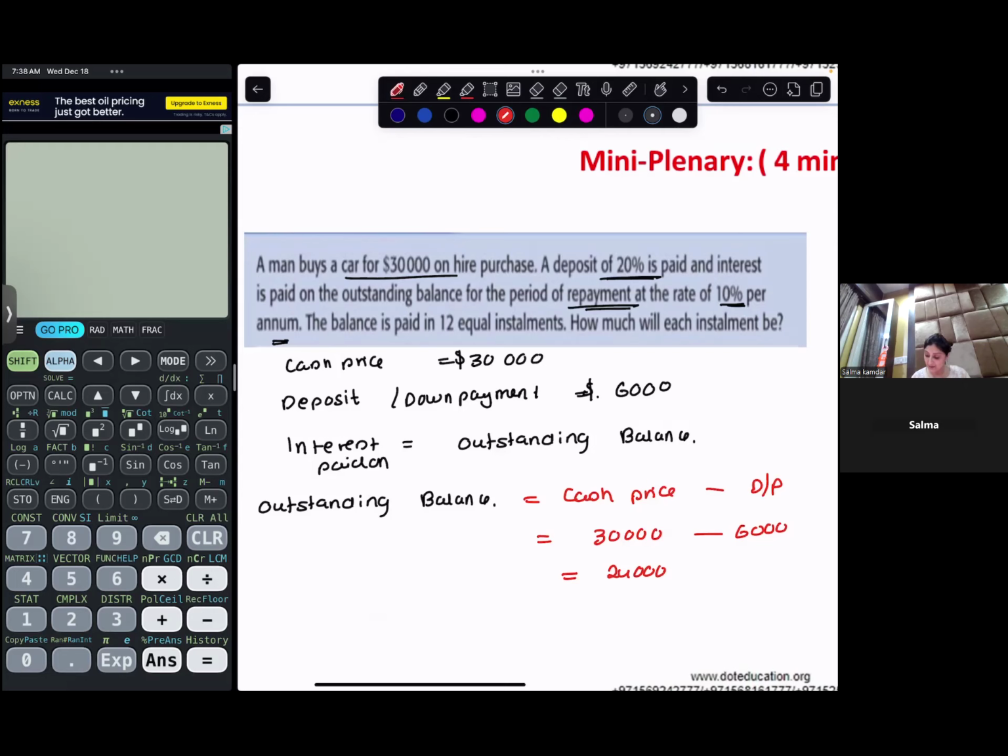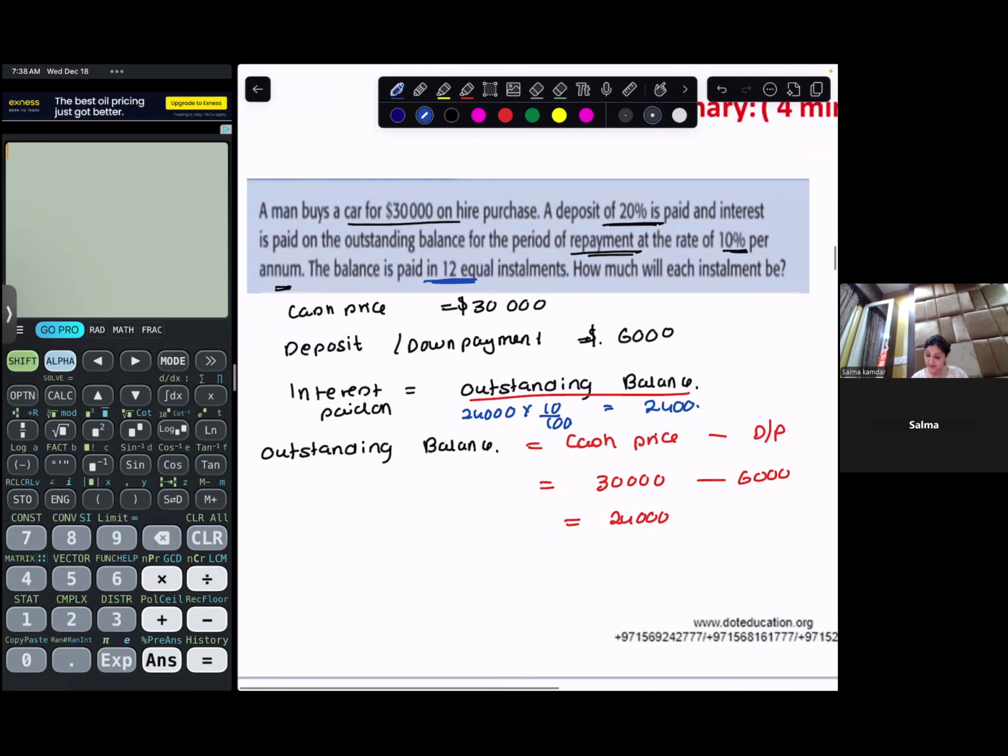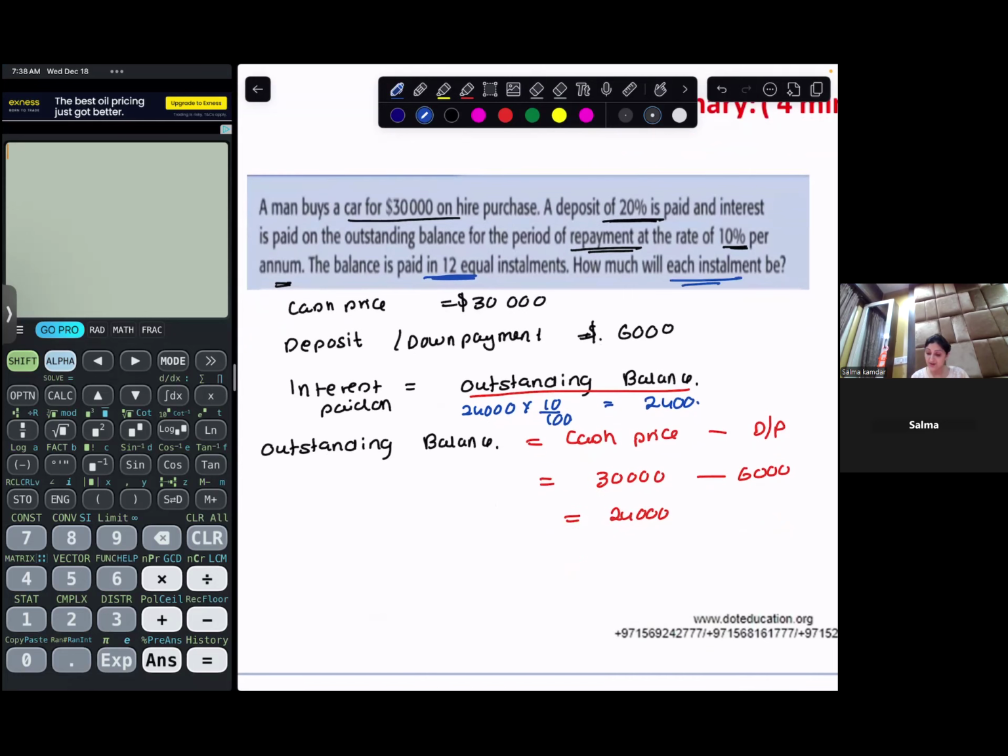Interest is paid on the outstanding balance. That is, interest is paid on 24,000 at the rate of 10% per annum. And it is paid in 12 equal installments. That means the interest is paid for a year. So it was 2,400 interest. How much will each installment be?